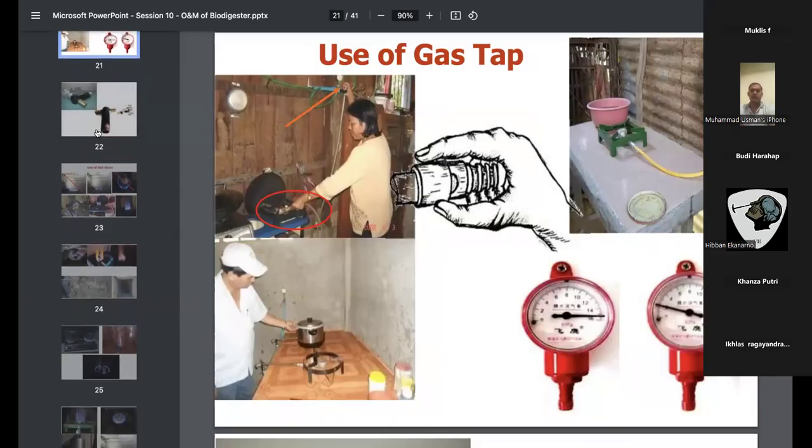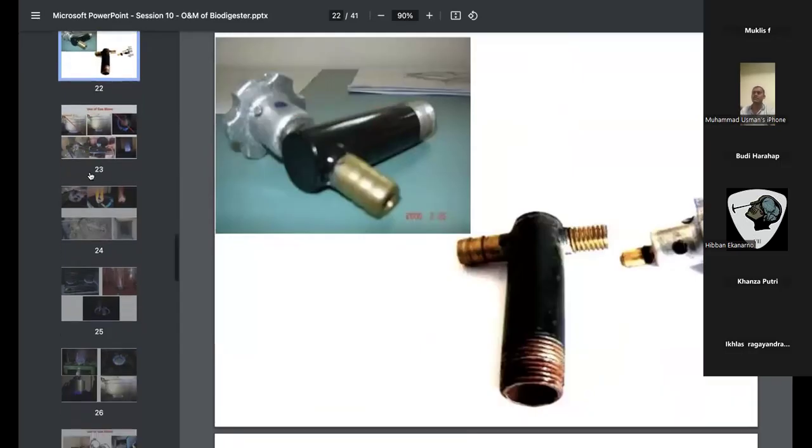Similarly, there are some farmers who are using biogas plants, but on the gas stoves, they are not using that gas tap. By the gas tap, you can regulate or adjust the pressure of the gas. Most of the farmers are not using the gas tap. Please advise the farmers to use the gas tap, so that you can reduce the pressure or stop the incoming gas flow. Next, please. This is the gas tap.